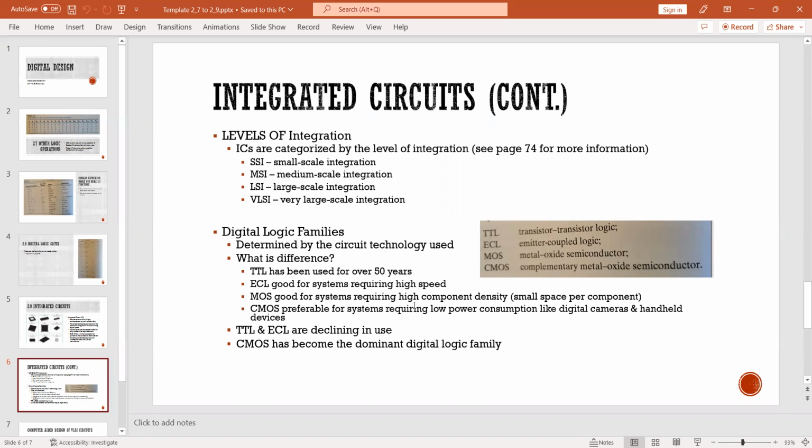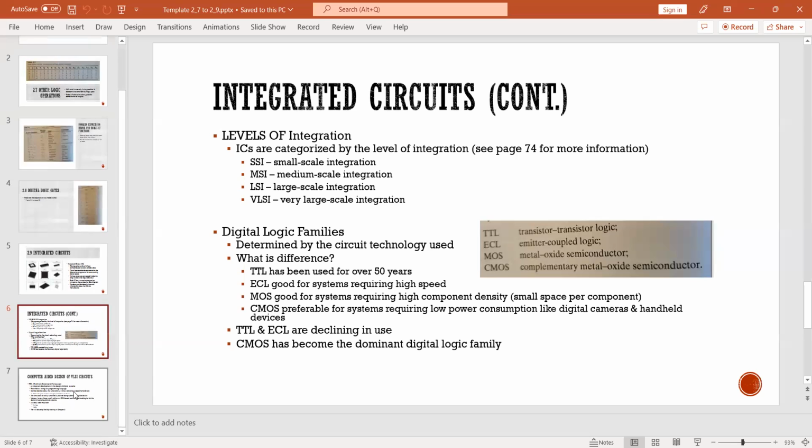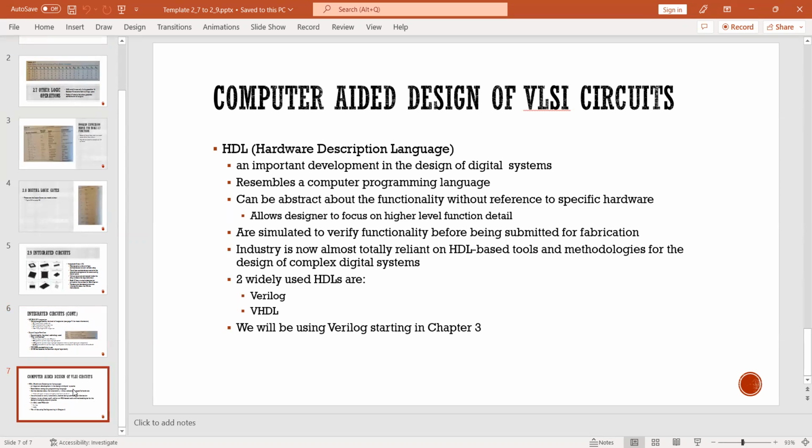The TTL and ECL are declining in use, and the CMOS has become at this point the most dominant digital logic family. The last thing here is computer-aided design of VLSI, your very large scale circuits. On these very large circuits, you're usually using an HDL, a hardware description language. We talked about this, I believe, in Chapter 1.